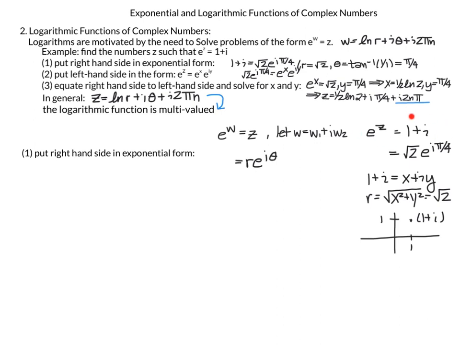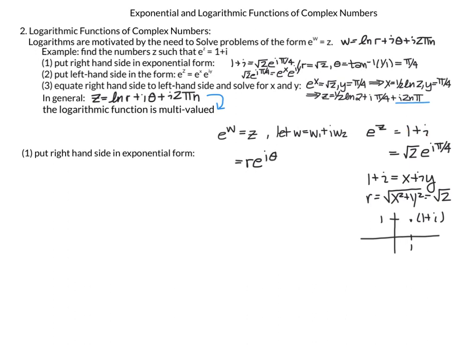For my example, where my complex number is 1 plus i, first I'm going to identify my x is equal to 1 and my y is equal to 1. So my r, my radius in exponential form, is going to be the square root of x squared plus y squared. That would be the square root of 1 squared plus 1 squared, which is the square root of 2. Now I need my theta.